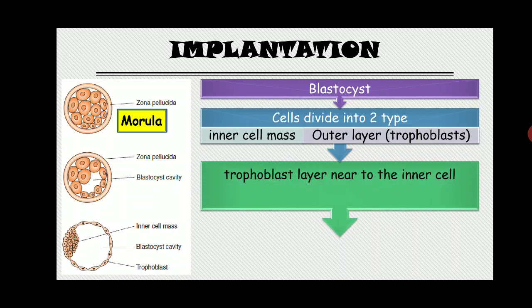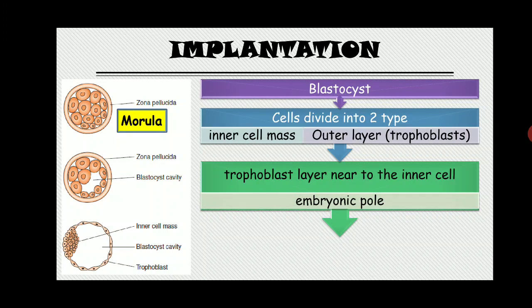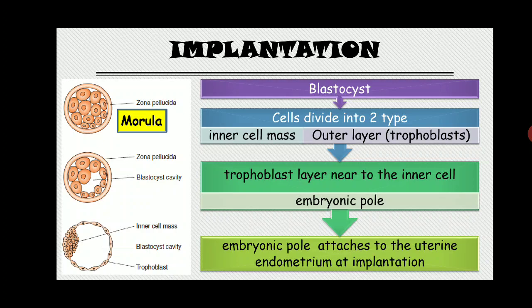So the trophoblast layer near the embryonic pole, that is, that layer of the trophoblast that is situated near this inner cell mass, this portion is basically called the embryonic pole. This embryonic pole is eventually attached to the uterine endometrium at the time of implantation.